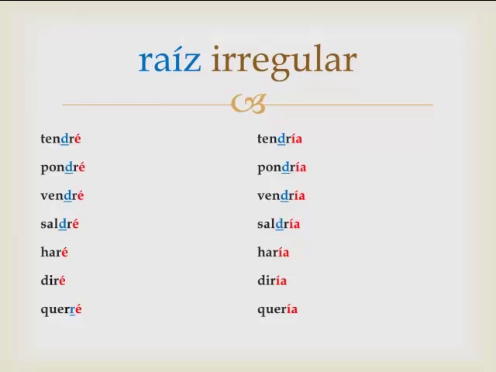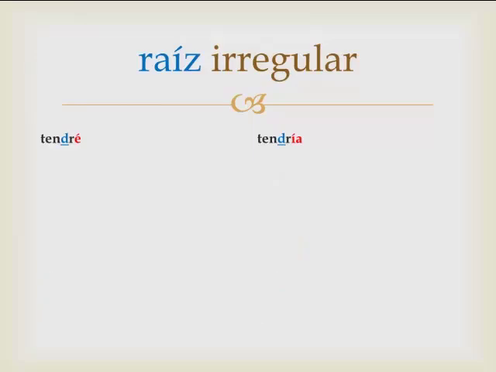I will have, I will put, I will come, I will leave, I will do, I will say, I will want. Versus the ones on the conditional side: tendría, pondría, vendría, saldría, haría, diría, querría. I would have, I would put, I would come, I would leave, I would do, I would say, and I would want. Let's look at tener in the two tenses.